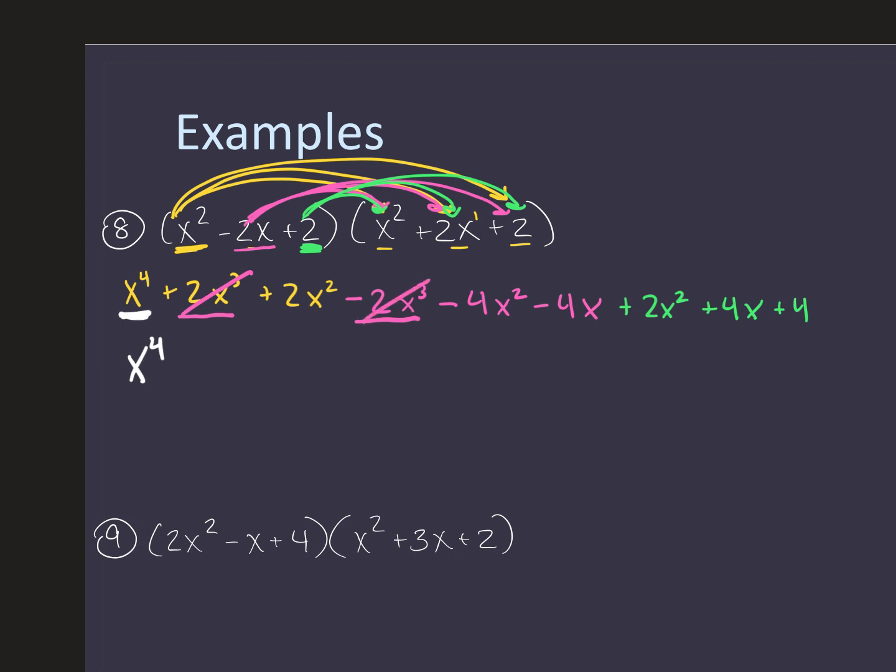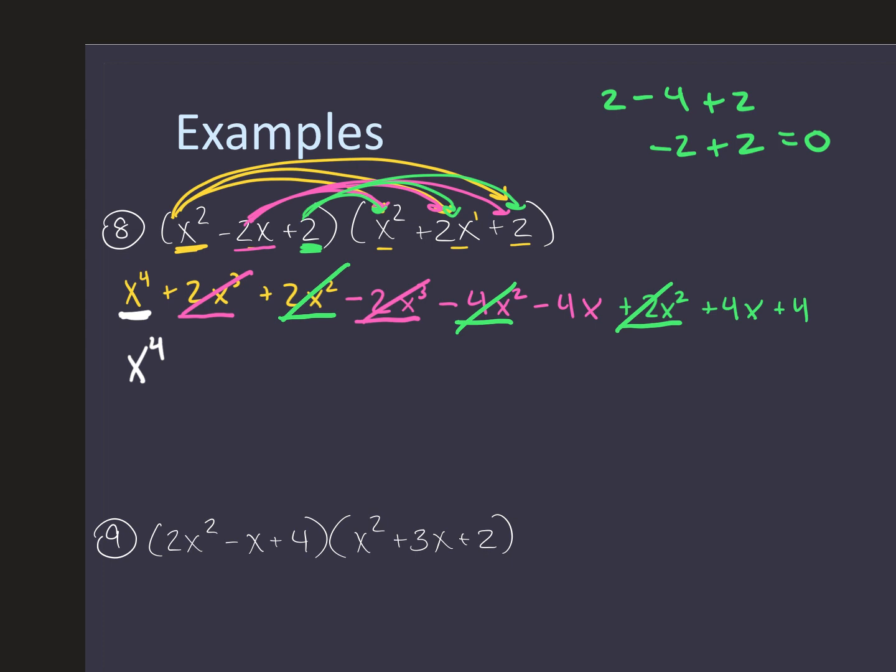Next, I'm going to move on to the x squared. So I have 2x squared minus 4x squared plus 2x squared. So this would be 2 minus 4 plus 2. So 2 minus 4 would be negative 2. And negative 2 plus 2 is actually 0 again. So these end up canceling each other out again here.